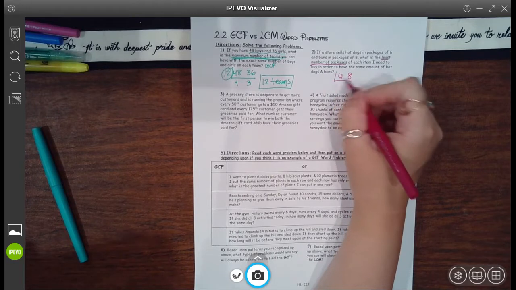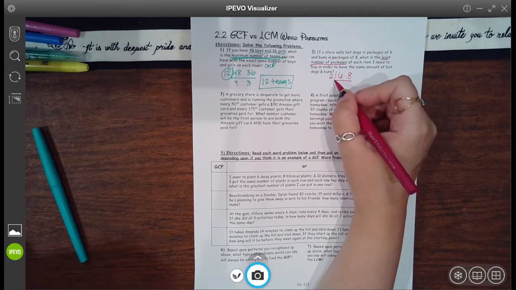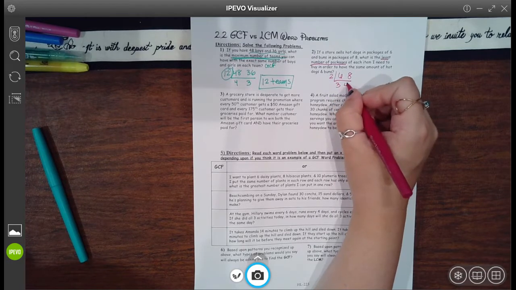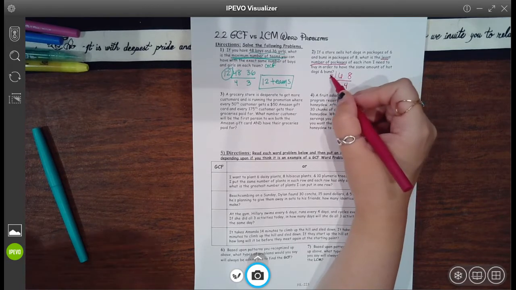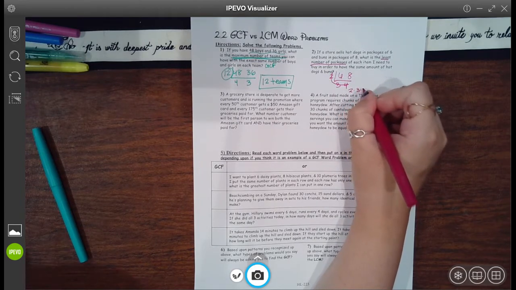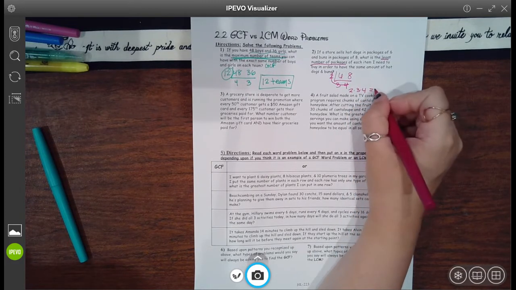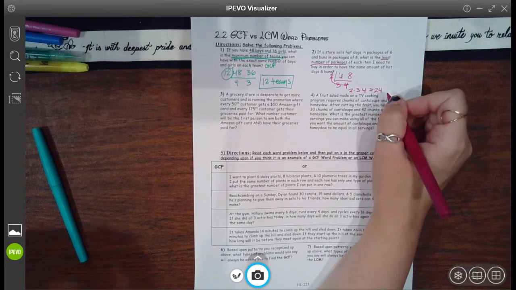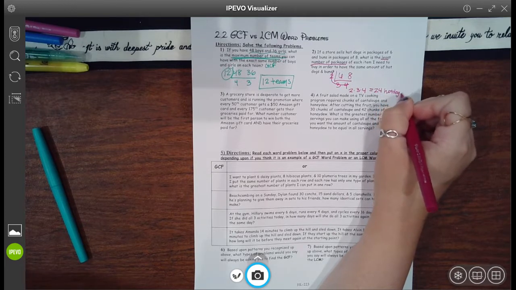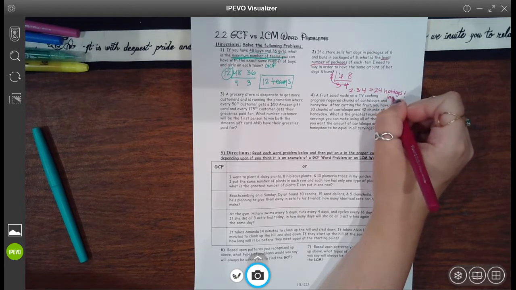So we have 6 and 8. Well, what can go into both 6 and 8? 2 can. 2 times what is 6? 3. And 2 times what is 8? 4. Can you keep going? Nope. So let's multiply all these. You have 2 times 3 times 4. Well, 2 times 3 is 6, and 6 times 4 is 24. So the smallest amount is 24 hot dogs and buns that you can buy.